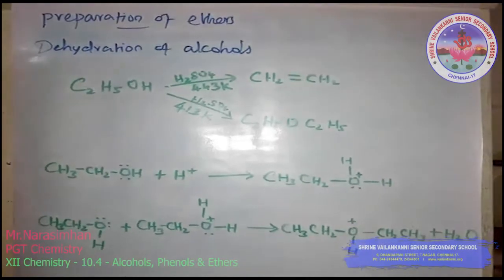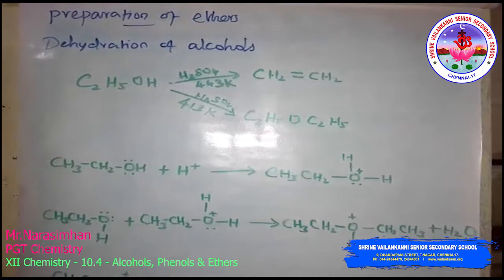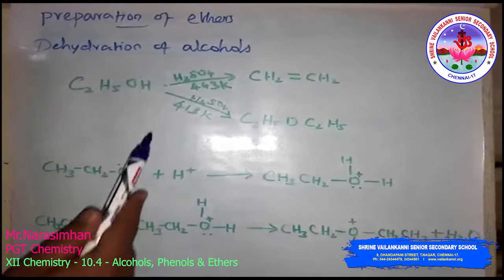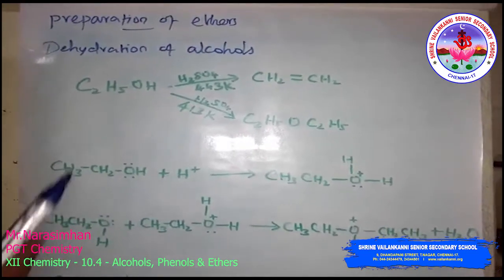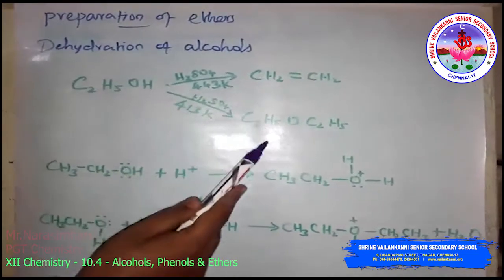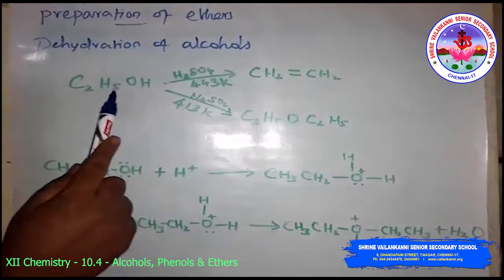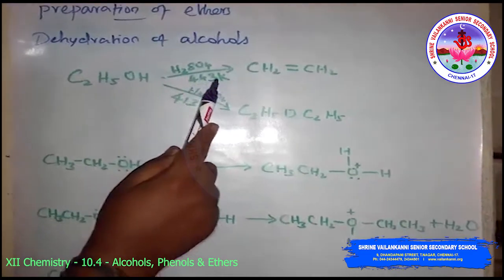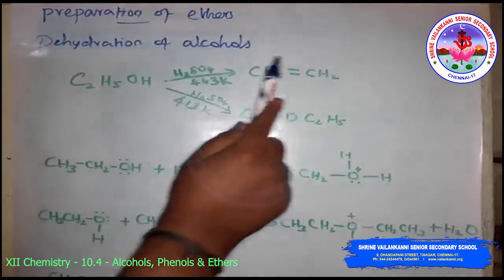Preparation of ether. First, by dehydration of alcohol. The alcohol undergoes dehydration in the presence of protic acid, that is sulfuric acid or phosphoric acid, like this. Here, the formation of the reaction product, alkene or ether, depends on the reaction condition. See, here the alcohol treatment with sulfuric acid at 443 kelvin means you will get alkene. That means ethene. Already we were seeing the mechanism also.